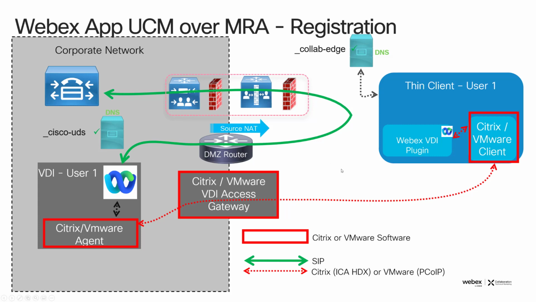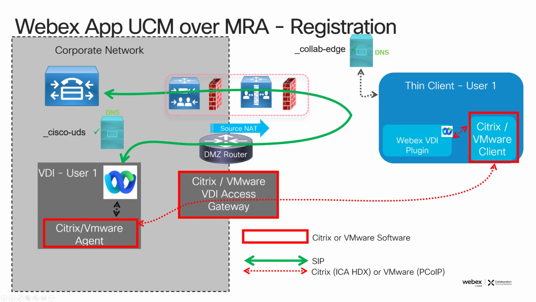So let's consider this call flow. Once again, the user, likely at home, sits in front of their thin client device. They launch their VDI session, which will then launch this virtual desktop session from their thin client through their VDI access gateway to VDI. So that's standard remote access VDI. The user then launches the Webex app in their virtual desktop.